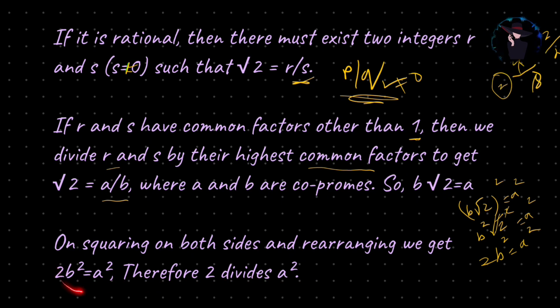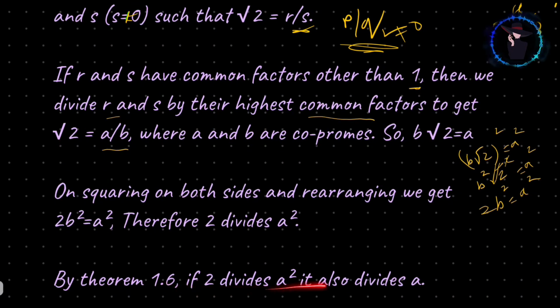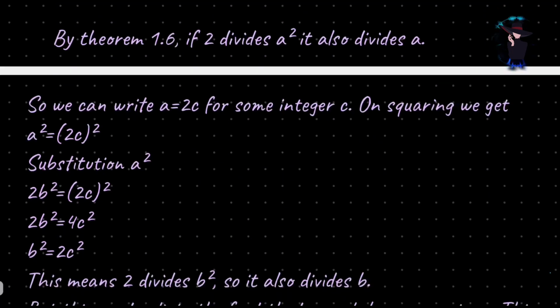If we send this 2, which is in multiplication, to this side, it will divide it by 2, a square by 2, right? Then b square is equal to a square by 2, which means 2 divides a square. So if 2 divides a square, it will also divide a. That is what the theorem says, right? In the previous slide, we saw that theorem 1.6 says if 2 divides a square, it also divides a. By theorem 1.6, 2 divides a square, so it also divides a.